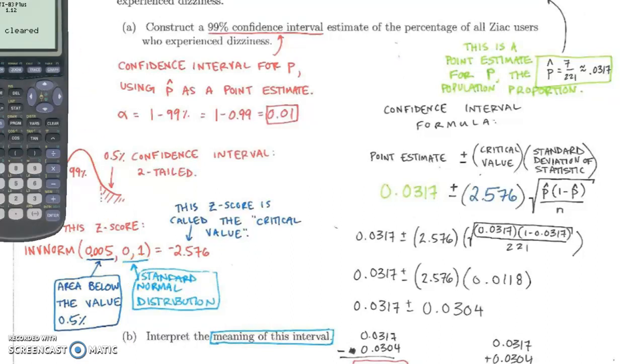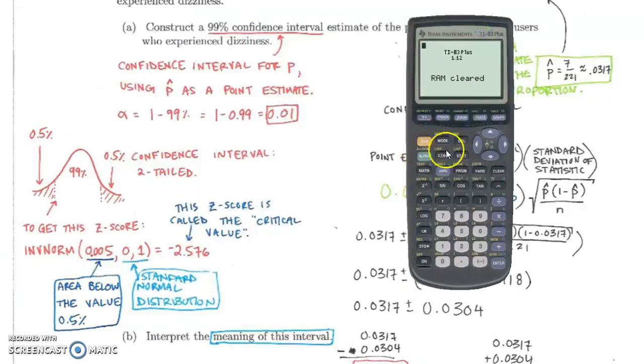So all I'm going to do is pull up my calculator here. I'm going to go to 2nd DISTR, that's distributions, and I'm looking for where it says invNorm. invNorm tells me the z-score for a certain area under the curve. I'm looking for an area under the curve of 0.005, which corresponds to 0.5%. So I'm going to put 0.005. And then the next two numbers are 0 and 1.